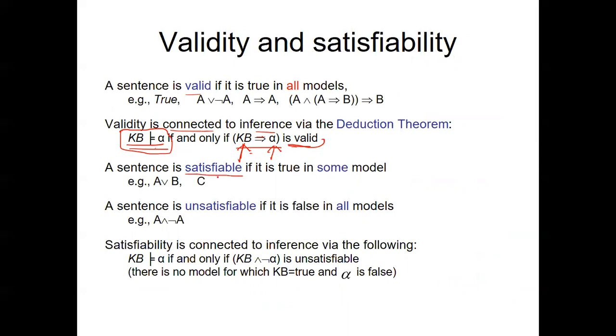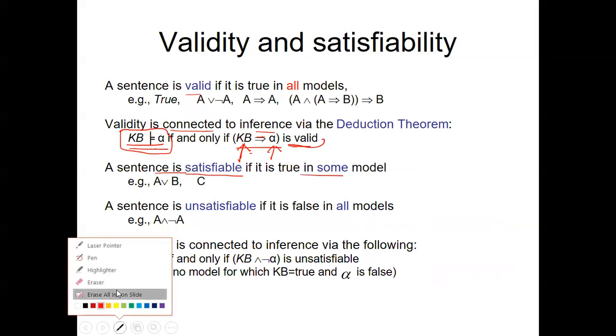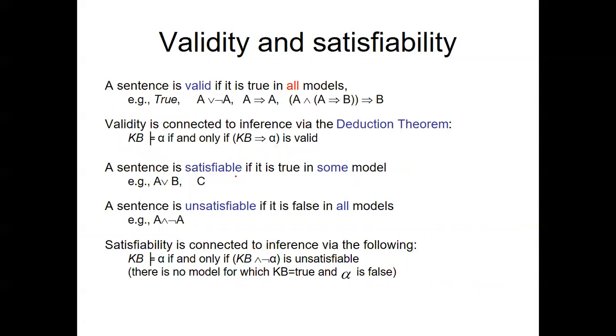Then what is meant by satisfiable? A sentence is satisfiable if it is true in some model. It need not be true in all the models. So for A or B, if any one of them is true, that is fine. A sentence is unsatisfiable if it is false in all the models. For validity, it should be true in all models, but for satisfiable, it is enough if it is true in some model, or at least in one model.